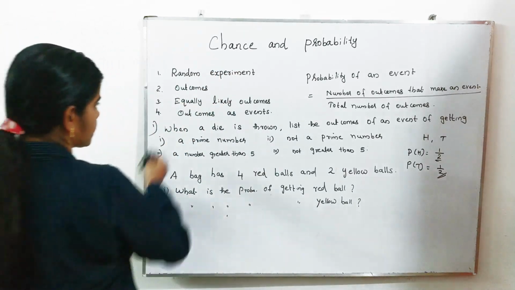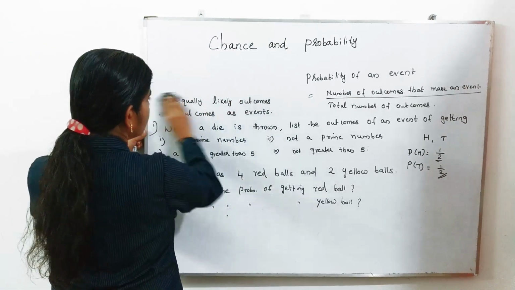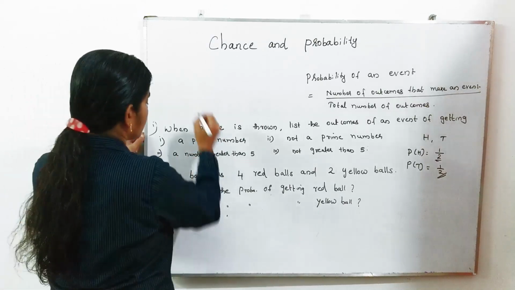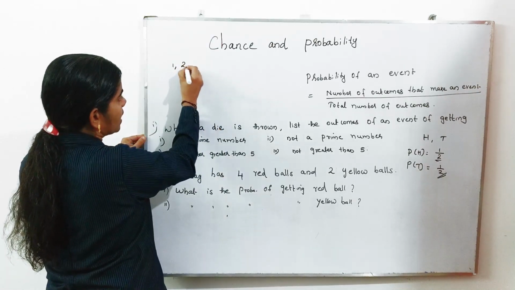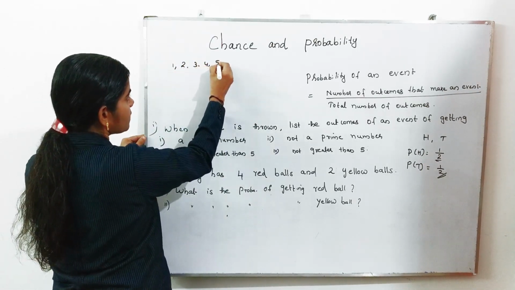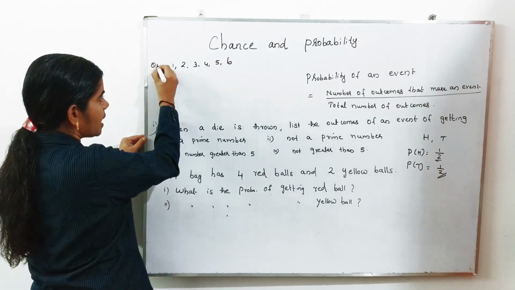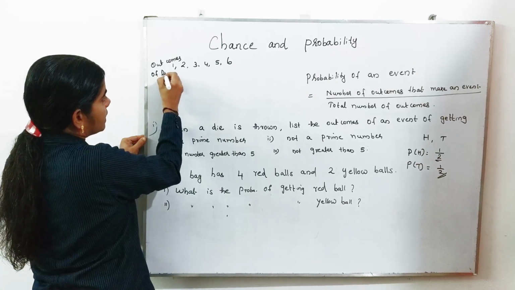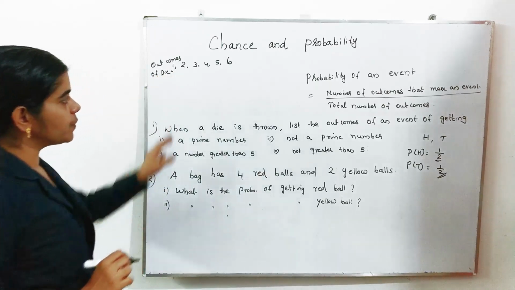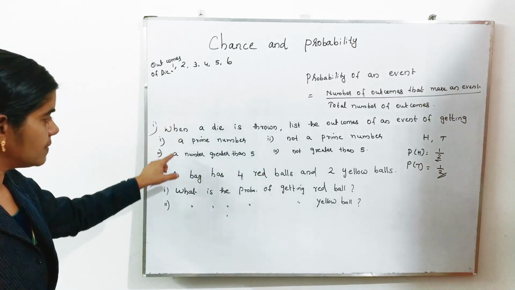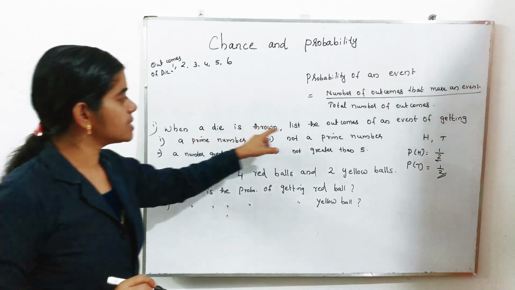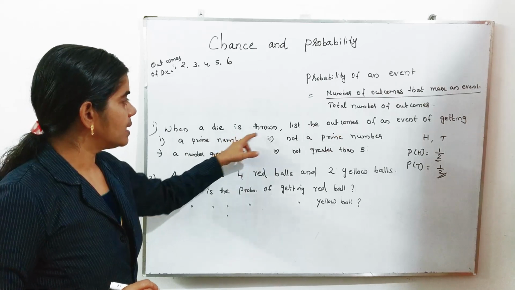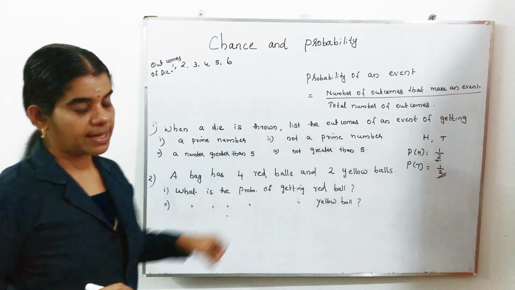1 to 6 are the possible outcomes. That is, when a die is thrown, 1, 2, 3, 4, 5, 6 are the possible outcomes. First, they didn't ask the probability, they told a prime number. List the outcomes of an event.